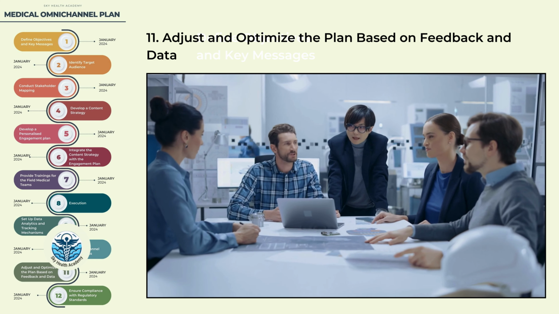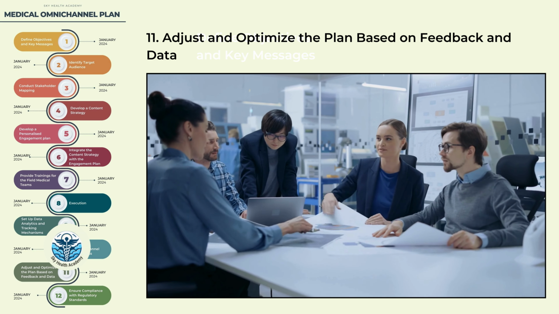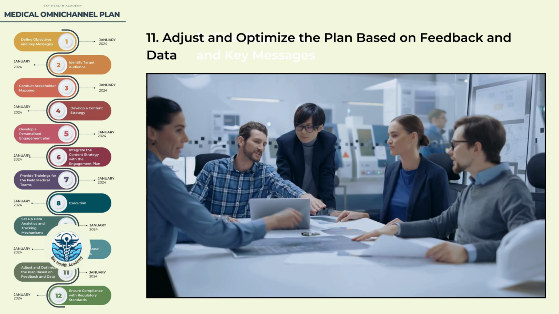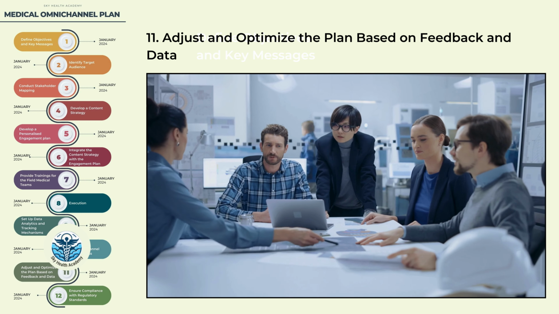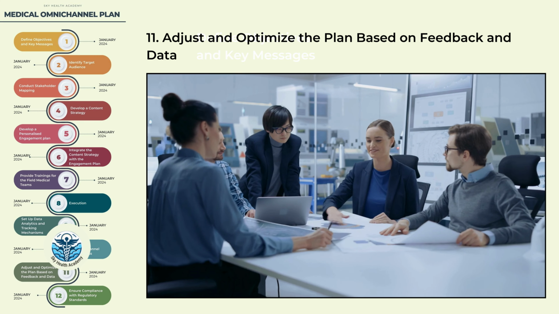Adjust and optimize the plan based on this feedback and data. And here, for continuous improvement, we use the data and feedback to adjust and optimize the omnichannel plan. And we have to be always agile in making necessary changes in order to improve engagement and achieve better outcomes.